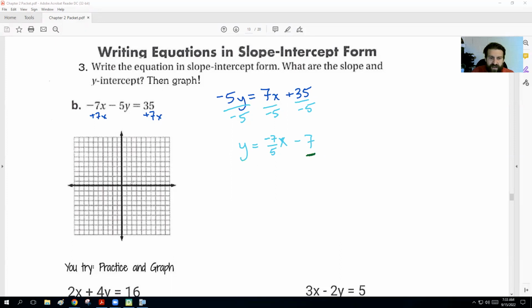We're going to start at negative 7 on the up and down. And then we're going to use the slope to help us graph the other point. So we'd go down 7 over 5. All right, that's off the grid. So I'm going to go up 7 over 5, and then I'll go up 7 over 5 again. Okay, so barely able to get 3 points on there, but we got them.